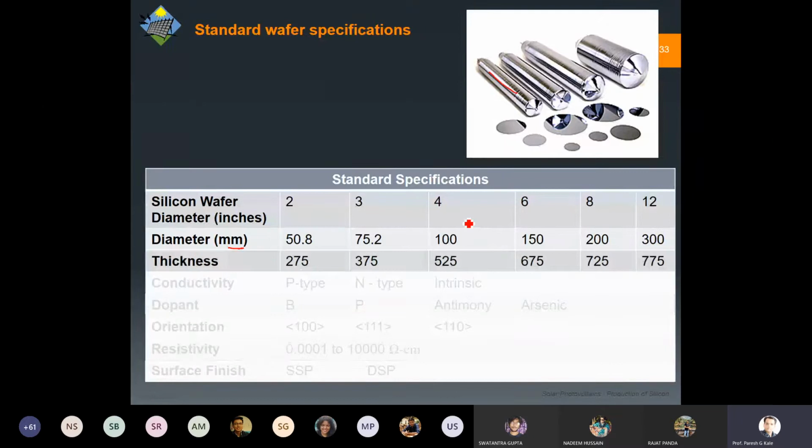Next thing is the thickness. You can see 2 inch wafers are roughly 275 micrometer. This unit is micrometer. You can see here a 2 inch wafer, the thickness is 275 plus minus 25, because there could be error. So 250 to 300 micrometer would be the thickness. But when I'm going for 12 inch, the thickness is 775. Again there will be some plus minus.